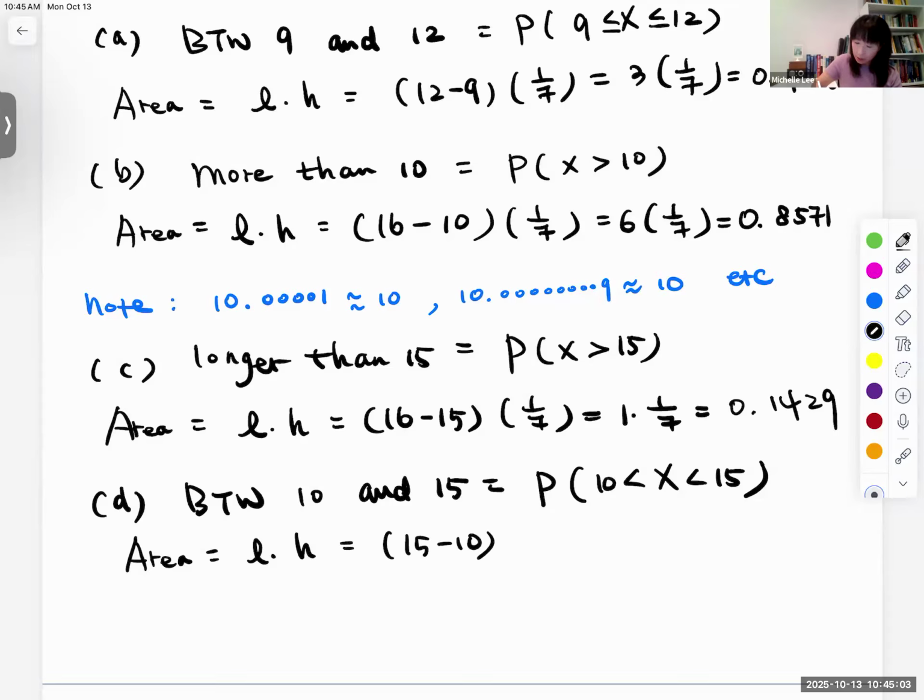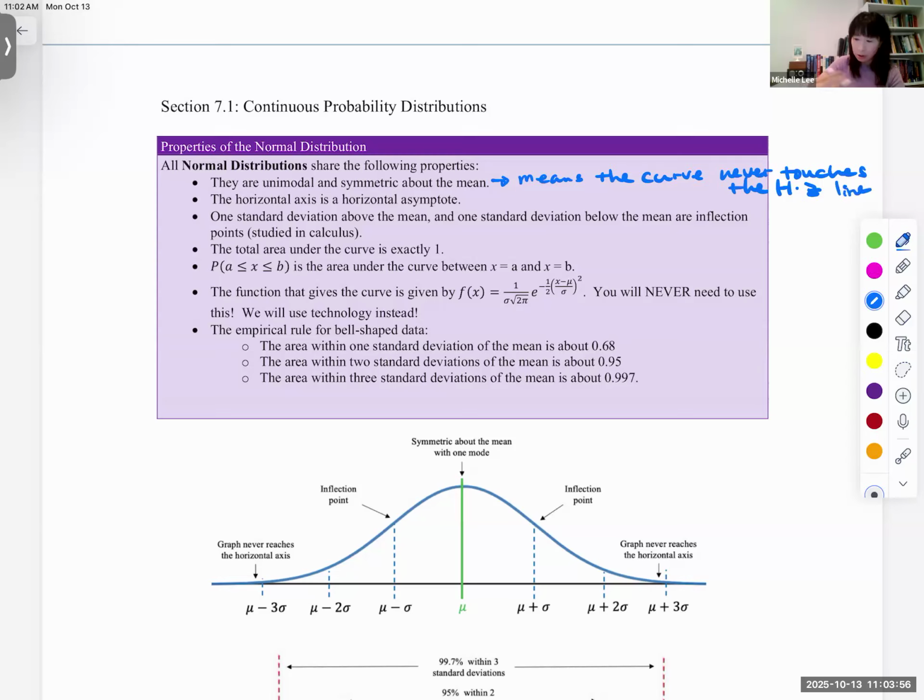means that the curve never touches the horizontal line. Let me denote it like that. Too long, right? Horizontal line. All right. One standard deviation above the mean and one standard deviation below the mean are the inflection points. So this is the inflection point.